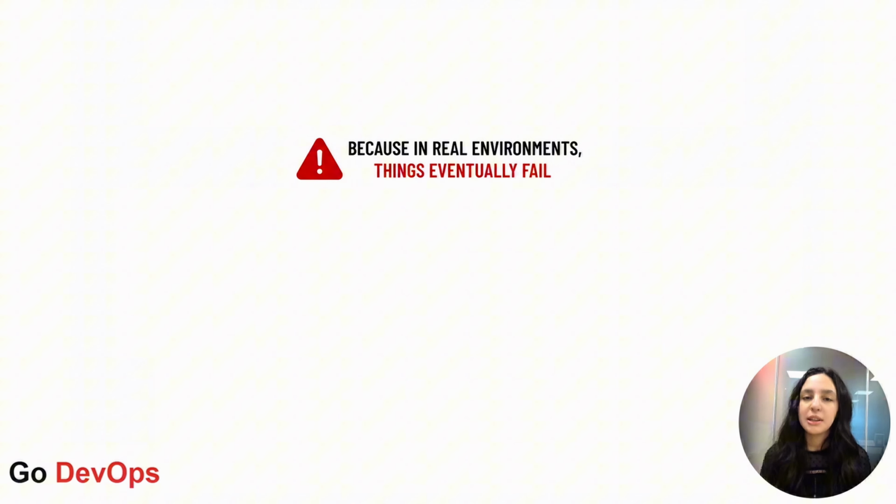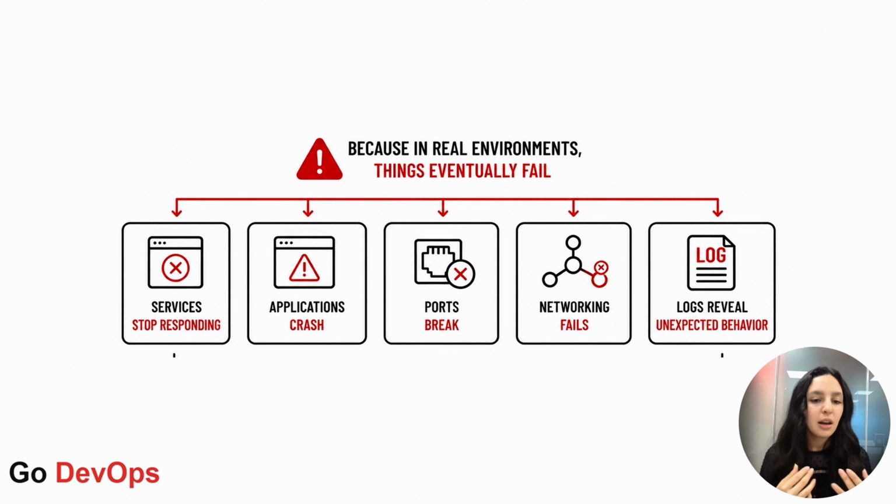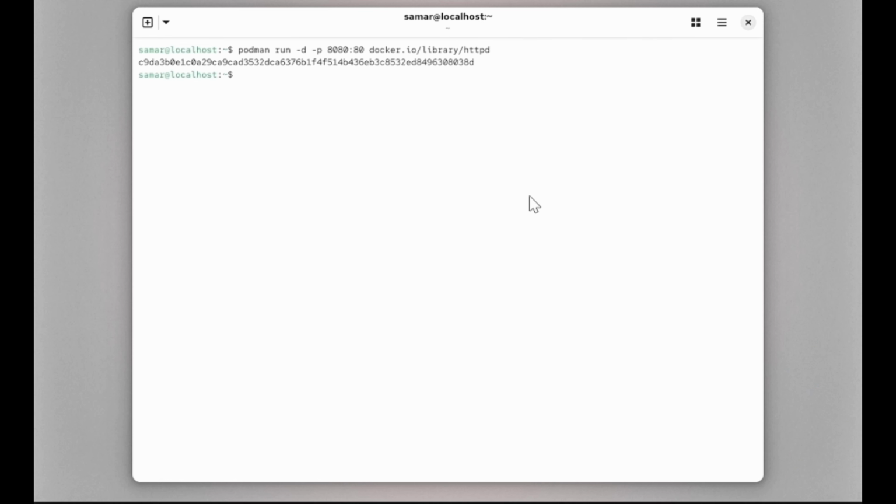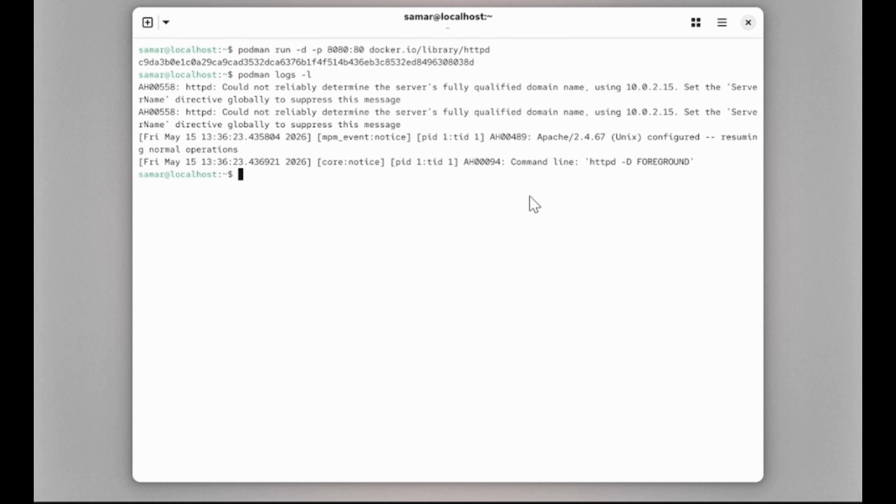Because in real environments, things eventually fail, so services can stop responding, ports break, networking fails, or logs reveal unexpected behavior. And that's exactly why inspection and debugging tools are extremely important when working with containers. So first, let's look at the container logs, Podman logs, with the -l option. That means look at the latest container. And what we're seeing now is the output generated directly by the application running inside the container.